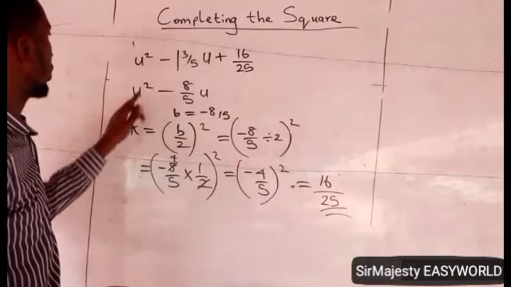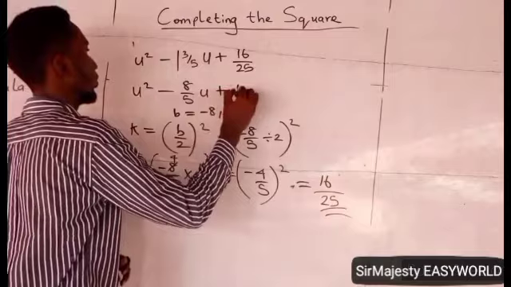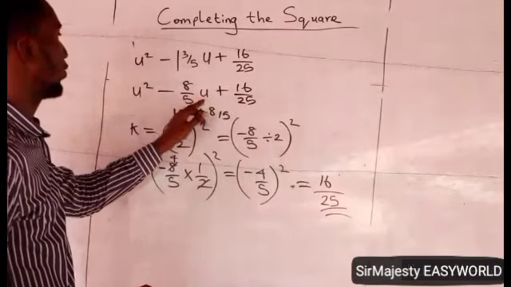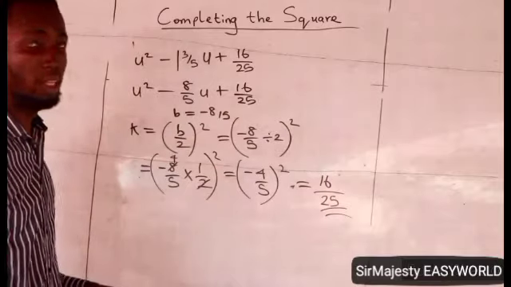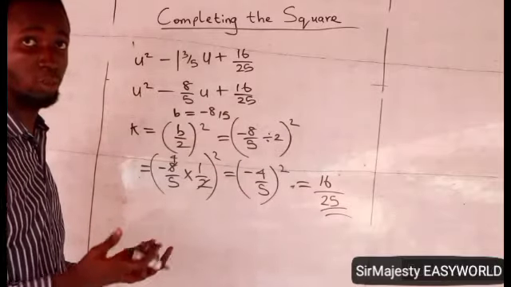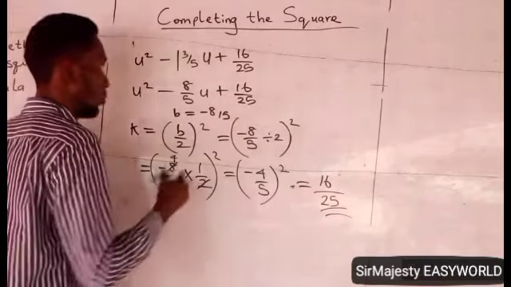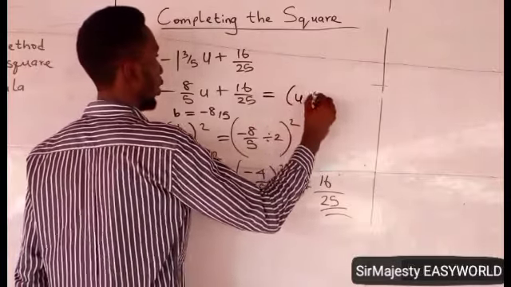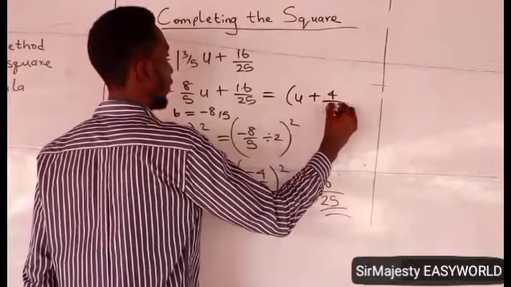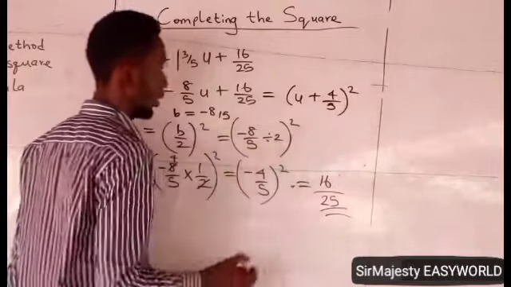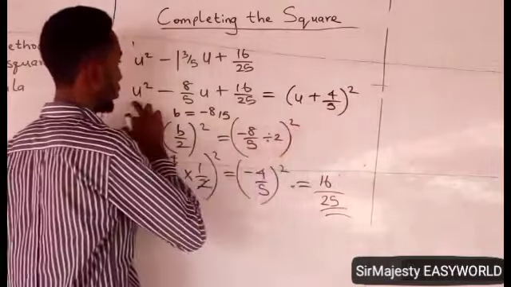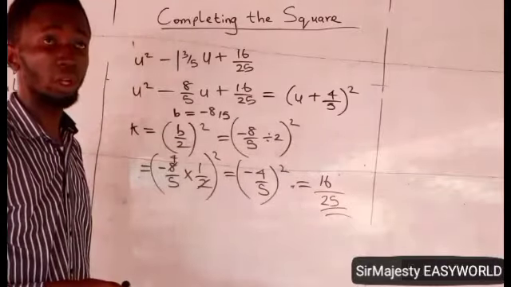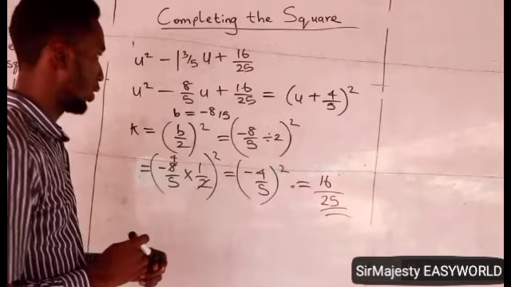So u square minus 8 over 5u plus 16 over 25 is an expression which can be said to be a perfect square, because this can now be factorized into u plus 4 over 5 all square. And when you expand this bracket, you get this expression here, u square minus 8 over 5u plus 16 over 25.